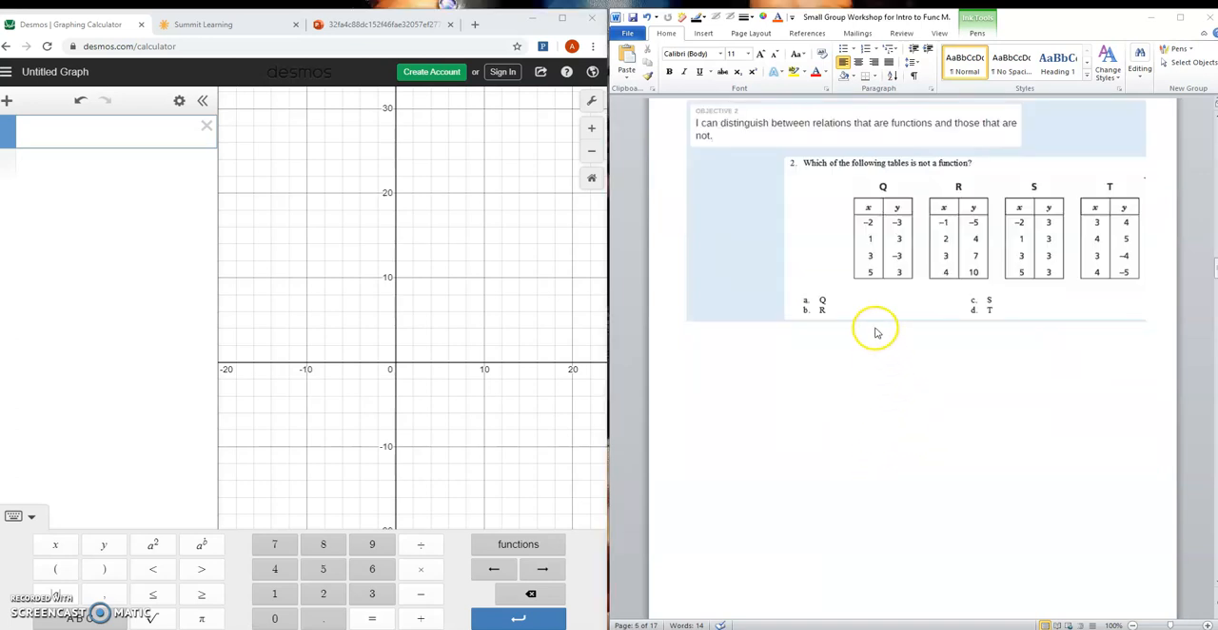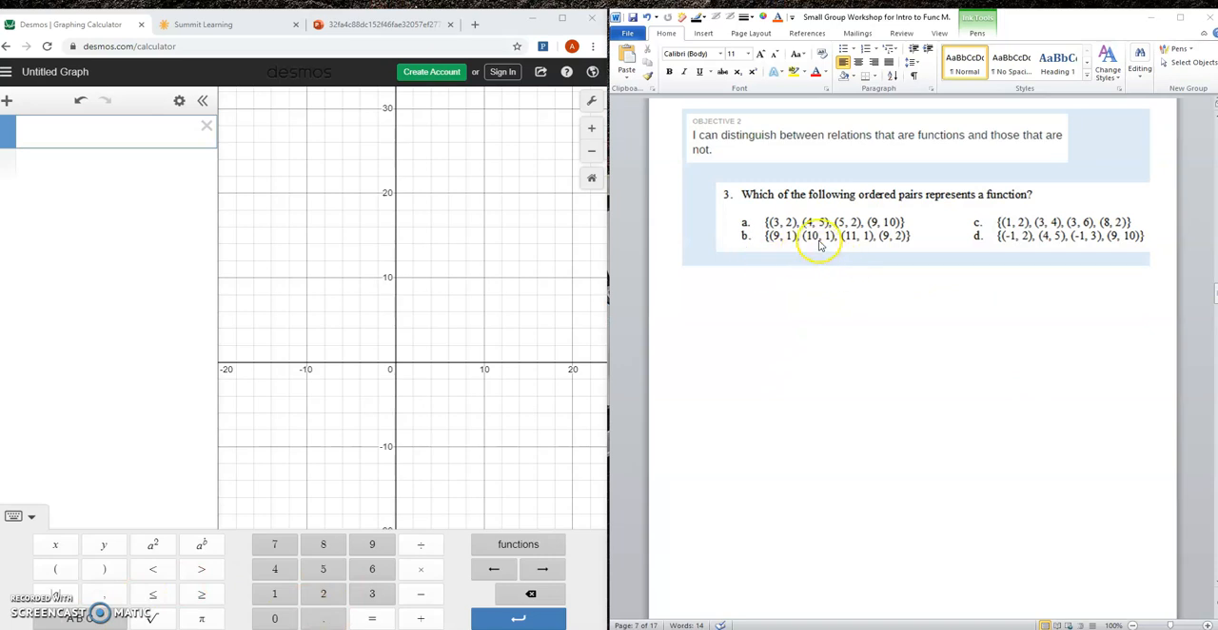So now, question number 2 in objective 2. The same thing, guys. Look for when x repeats. That is not a function, and that's what you're looking for. So let us check on this. The answer here is T, because you can see that on x, 3 has repeated. In all these, x has not repeated except for T.